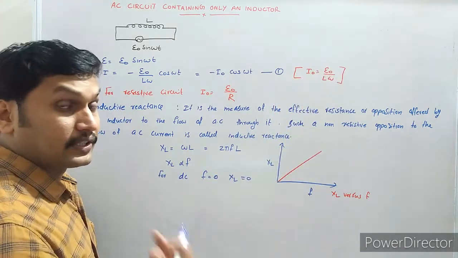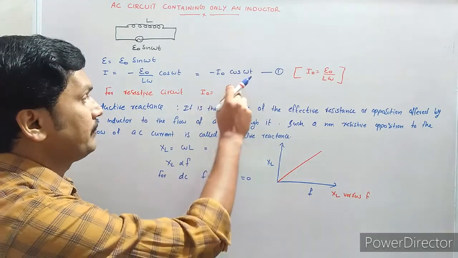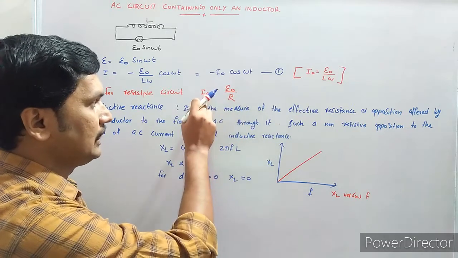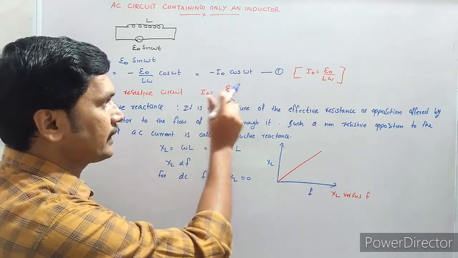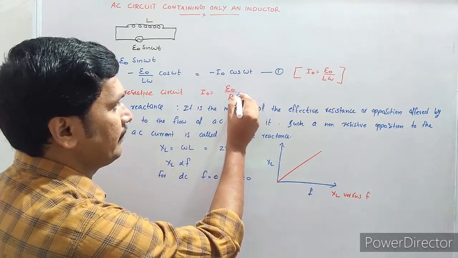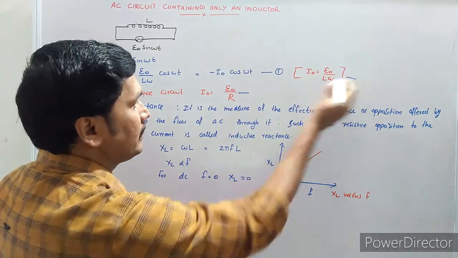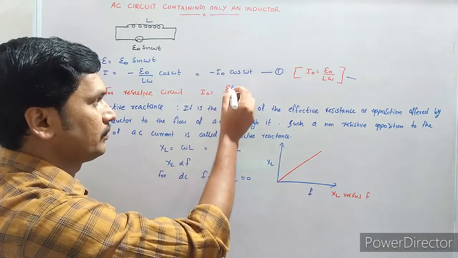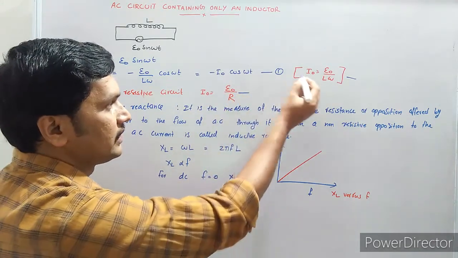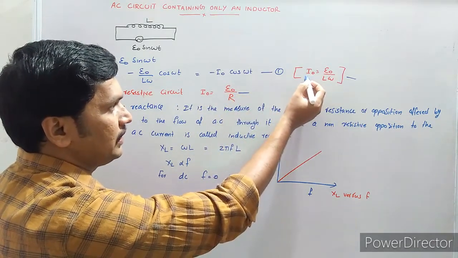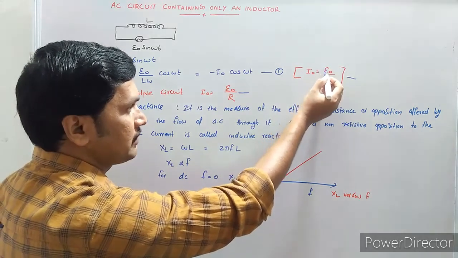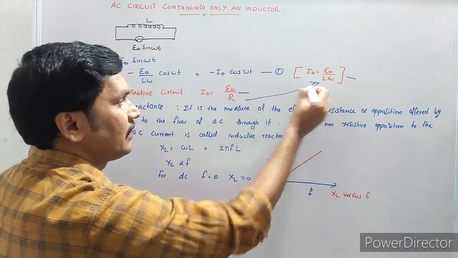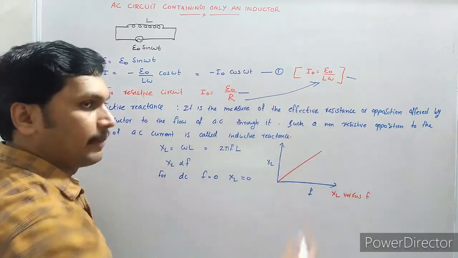Actually, in a resistive circuit, we write peak voltage by resistance is equal to peak value of current. So if you compare these two equations, here I0 is equal to E0 by R. Current is equal to peak voltage by resistance. Here in an inductive circuit, peak value of current is equal to voltage by some value. So we can compare this resistor R and L omega.